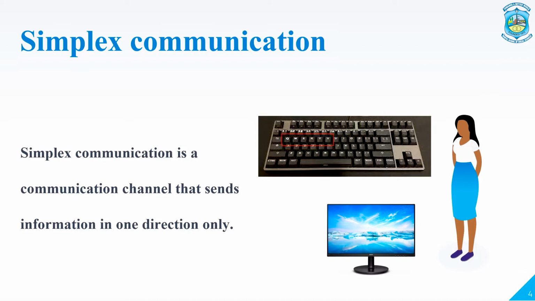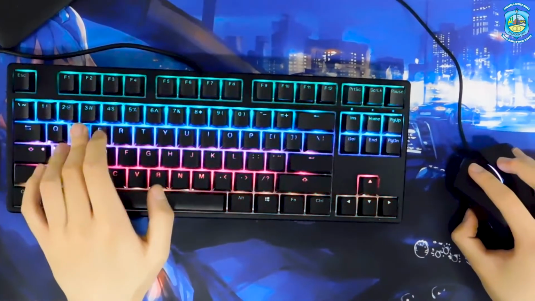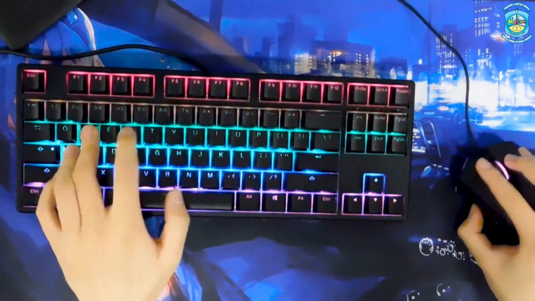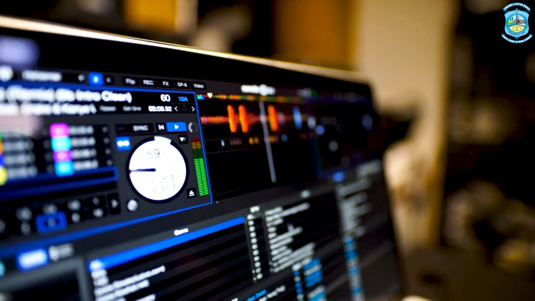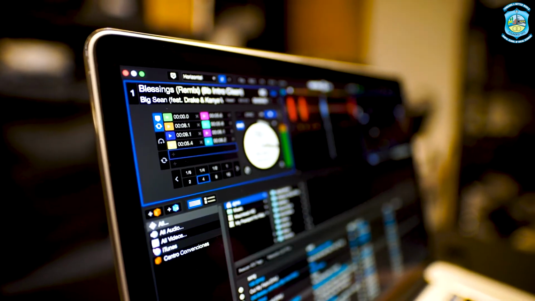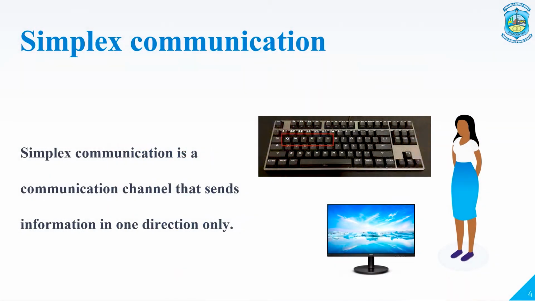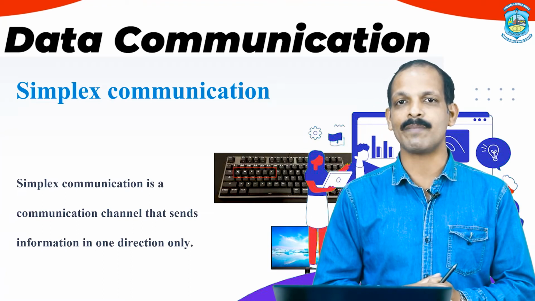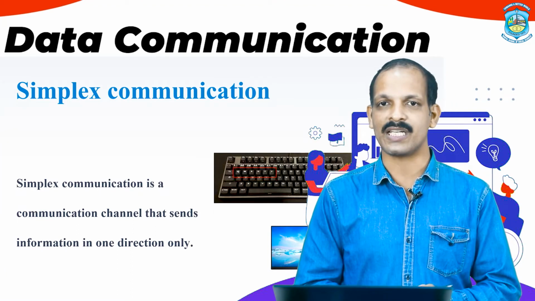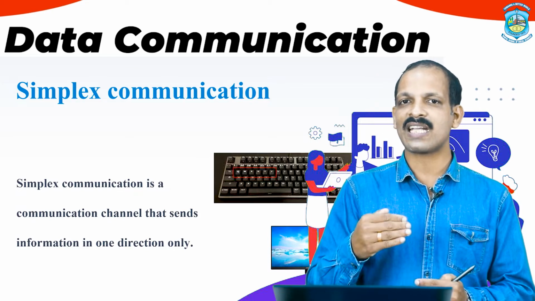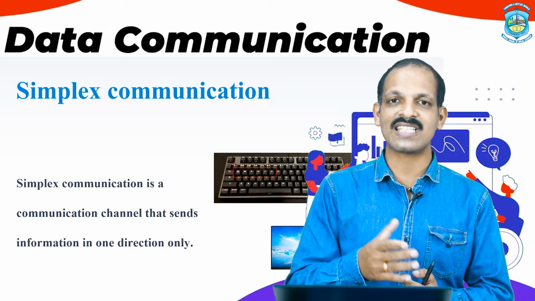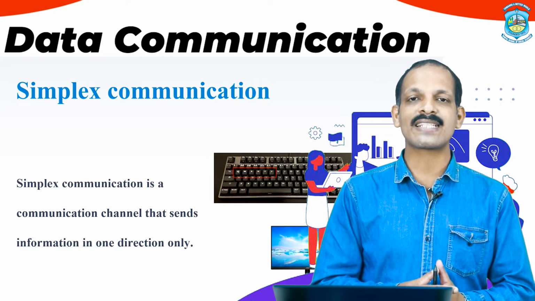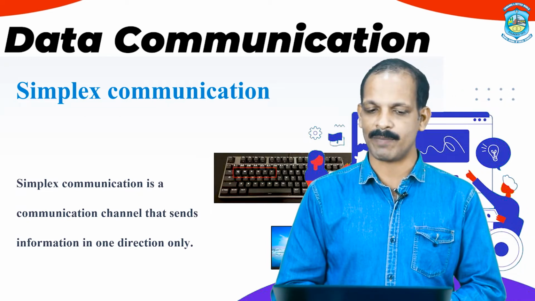A keyboard will always give input data to the processor. At the same time, a monitor always gets data from the processor or from the computer, and then displays it on screen. So it is a one-way communication method, called simplex communication. In real-time applications, we can see radio communication. It's a one-way communication, so that is also an example of simplex communication.